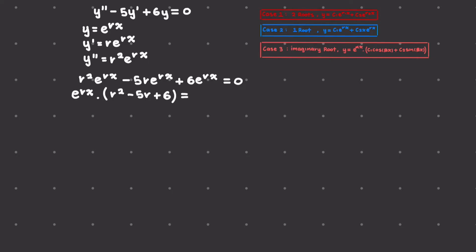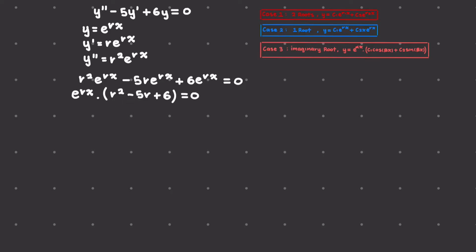equals 0. If you see right here, we can solve r squared minus 5r plus 6 by finding the roots of it and determining how many roots it has from case 1, case 2, and case 3, and make the general solution by choosing from either case 1, 2, or 3. The e to the rx right here has no root, so it is undefined. We just need to care about what's inside this bracket.